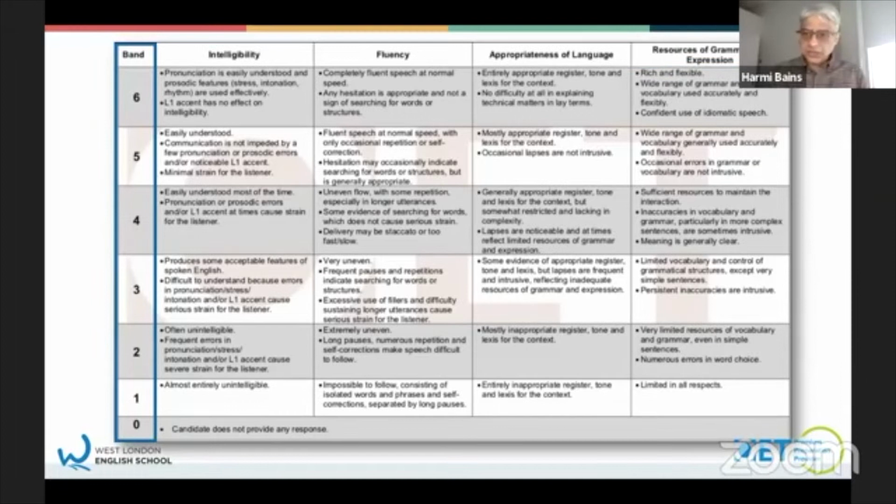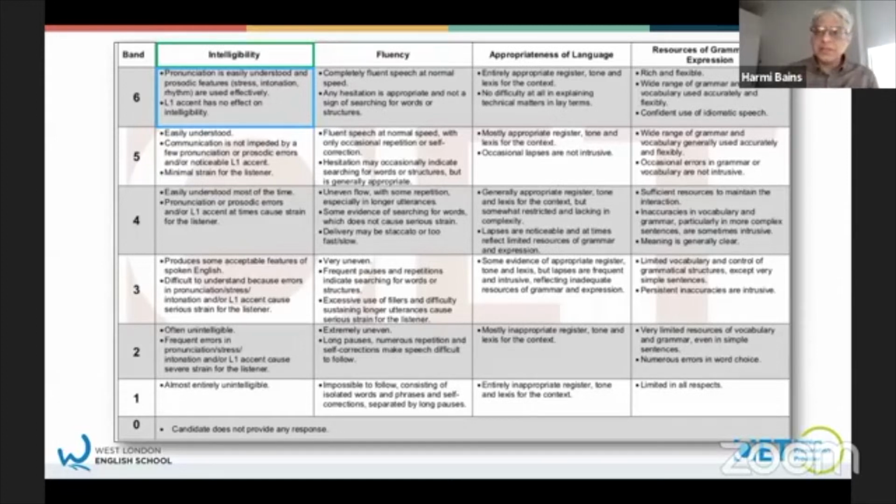You can see you get a score from 0 to 6 for each of these. If we have a quick look at intelligibility, what this really means is just being understood. The examiners just want to know that they can understand you clearly. Hopefully you can see this on your screen. It says pronunciation is easily understood, and prosodic features such as stress and intonation, rhythm are used effectively.